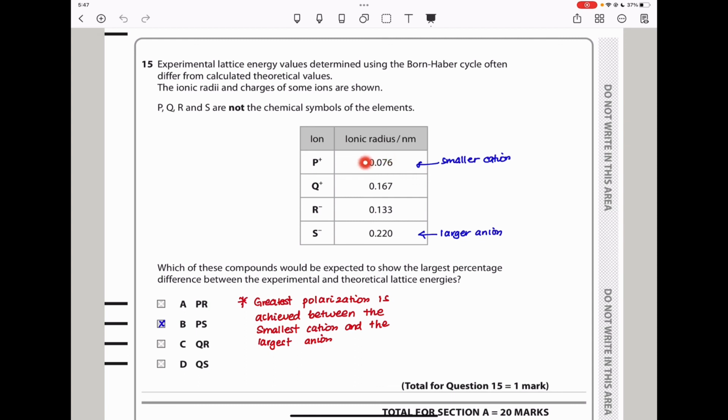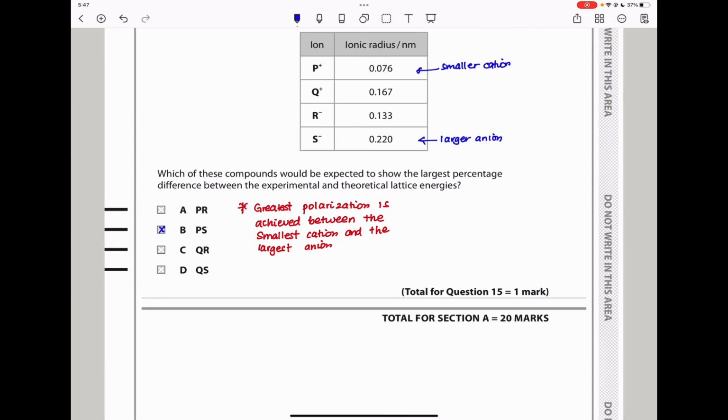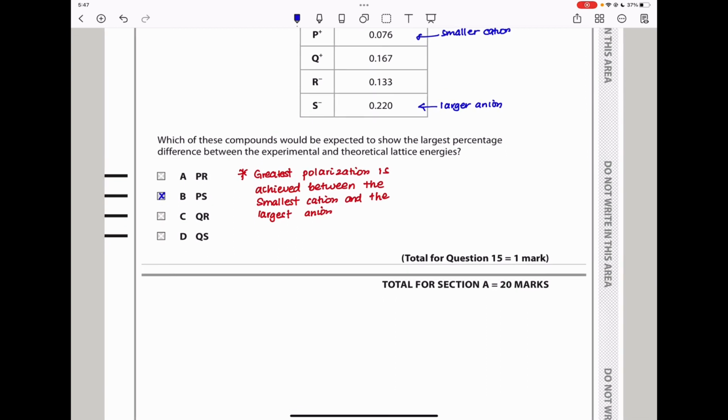So this is the smallest cation and that is the largest anion. So these two, if they come together, we will see it's going to have the greatest difference because of the presence of covalent character. So the answer ends up being B because we have the smallest cation and the biggest anion coming closer together, and polarization is going to occur, creating covalent nature or covalency, meaning we're going to have the greatest difference between the experimental as well as the theoretical lattice energies. So the answer for that is B.